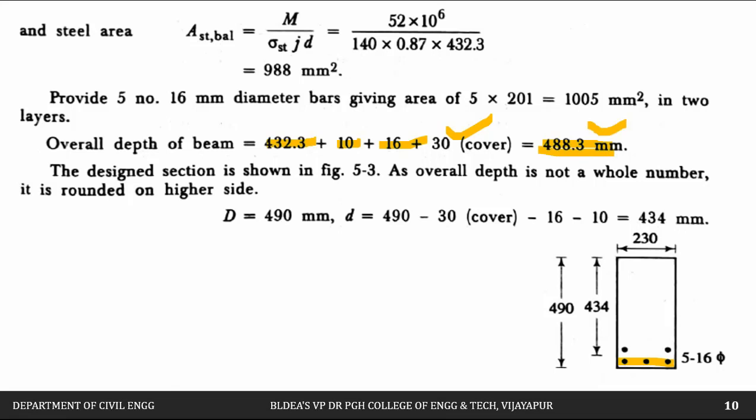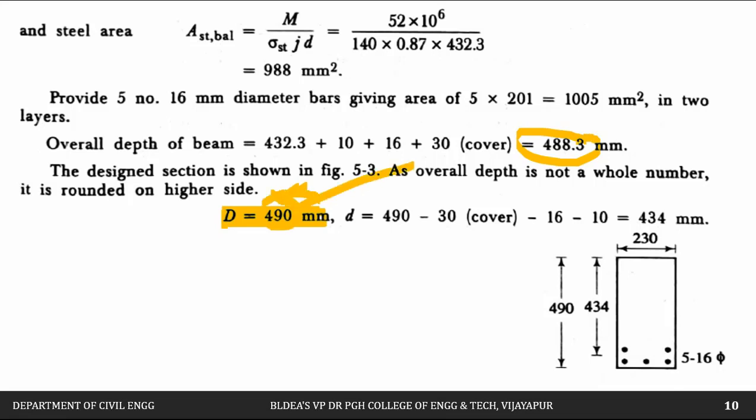So this is nothing but the overall depth of the beam which is required. But usually we are not going to have it in fractions or some other odd numbers. So generally you can round it off to a somewhat higher value. Generally in Bijapur, based on inches, we convert to like 450 mm, 525 mm. But you can take 488 as 490 mm.